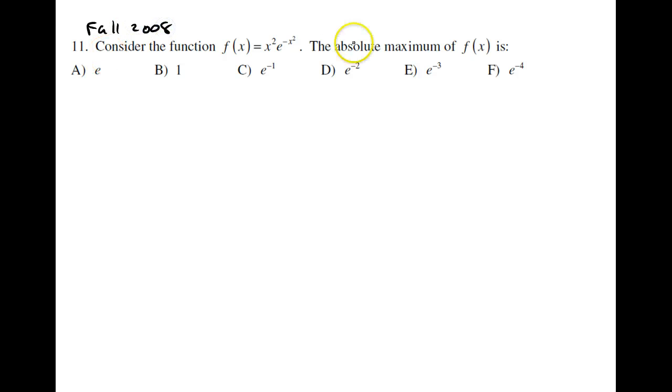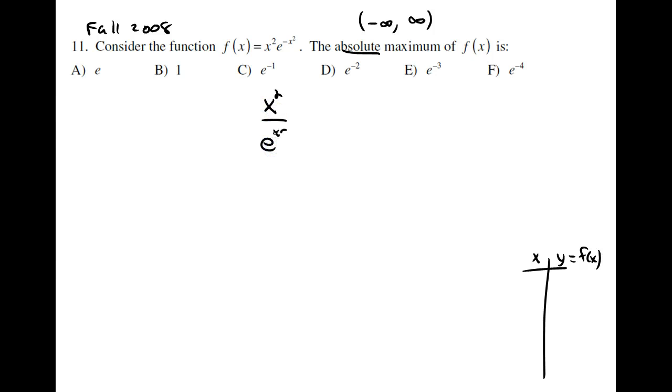You have this function here. It asks about absolute max and min. Now, I was saying that we should go to a chart. We don't have an A and a B, so it must be that the domain is the A and the B. As we go towards negative infinity, we have to figure out what happens. As we go towards positive infinity, we have to figure out what happens. In both cases, the function goes to 0. This function is x squared over e to the x squared. That's our function.